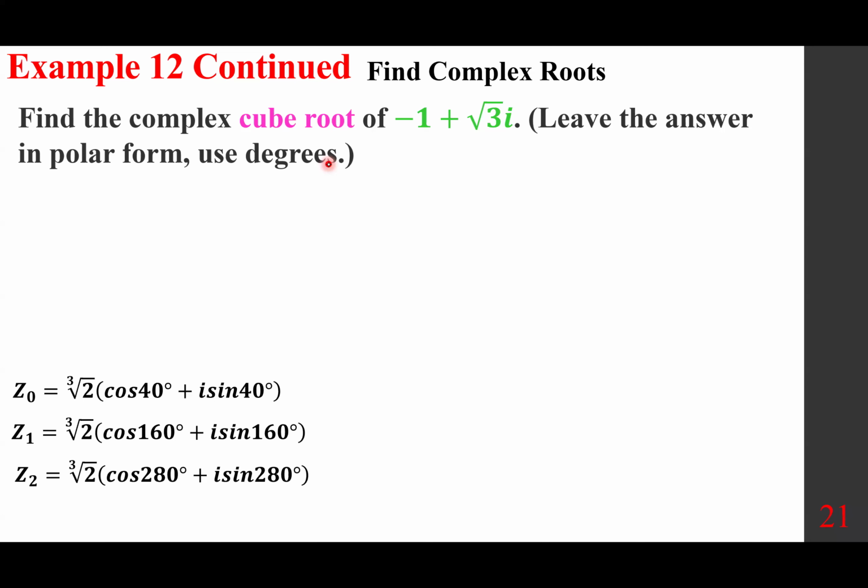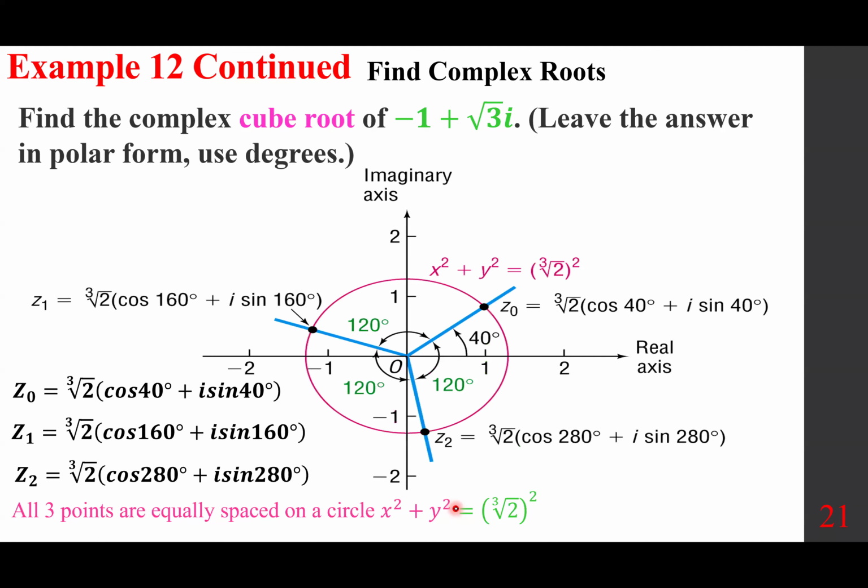And the difference is that 120 degrees that we had in r cis 40 plus 120k, everybody, right? This was plus 120k, remember that. So it just adds 120. So it looks like all 3 points are equally spaced on a circle of x squared plus y squared equals cube root of 2 to the second power. Okay, looking like that.